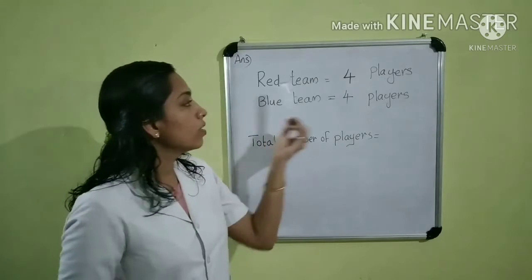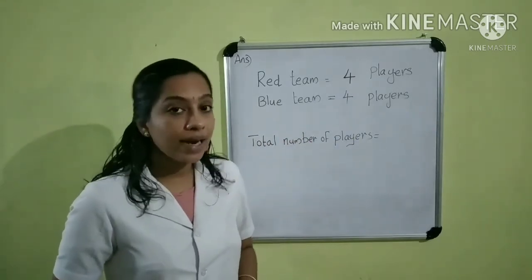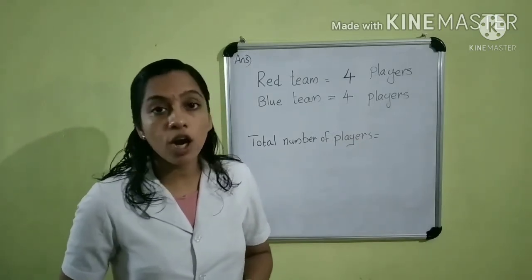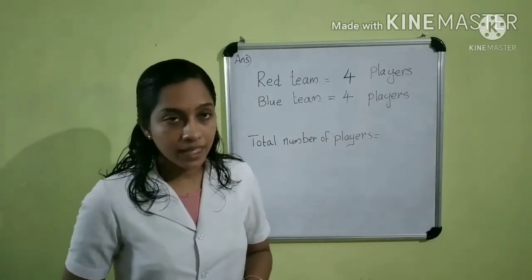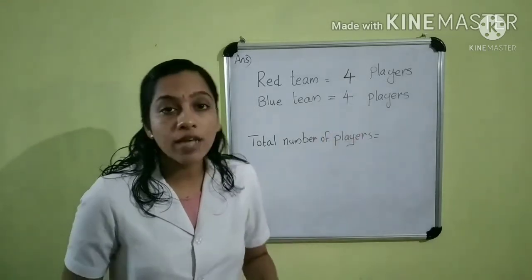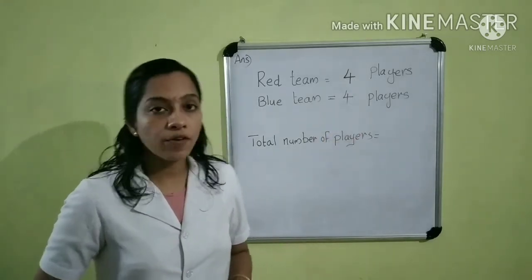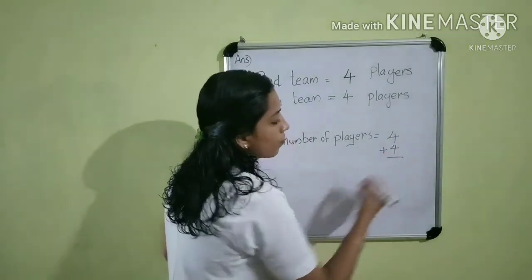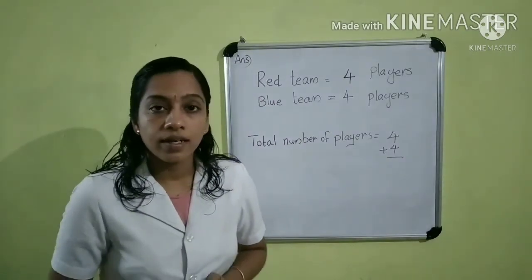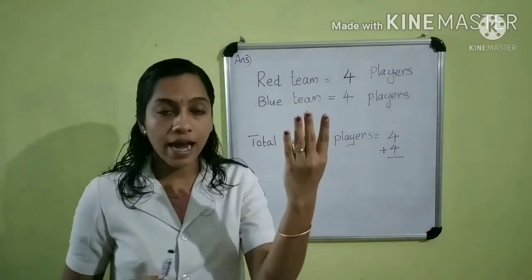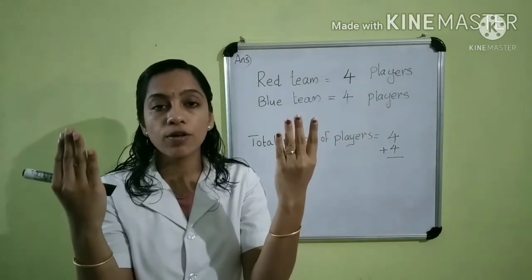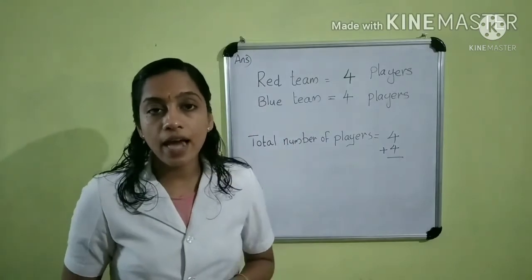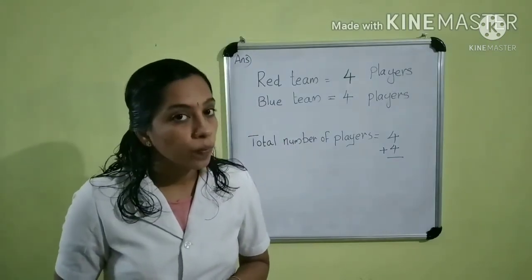Here we have 4 players in the red team and 4 players in the blue team. We have to find out the total number of players, which means we have to add these two numbers, that is 4 plus 4. How do you add these two numbers? 4 plus 4. We can take 4 fingers in one hand and 4 fingers in the other hand. If we put these fingers together, we will get 8 fingers. So we can easily say that 4 plus 4 is equal to 8.